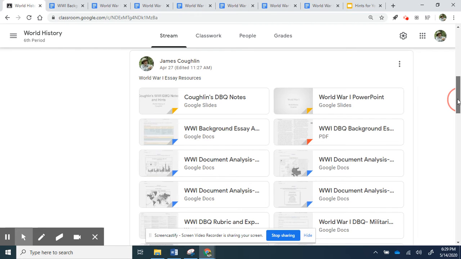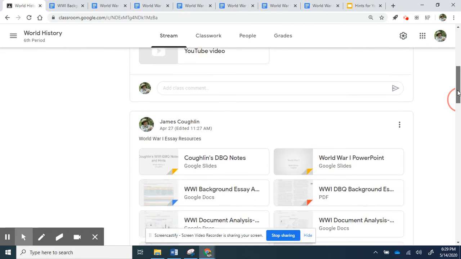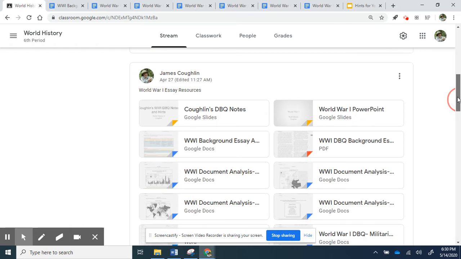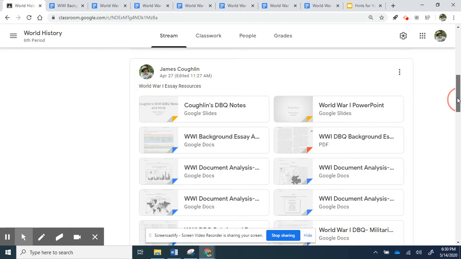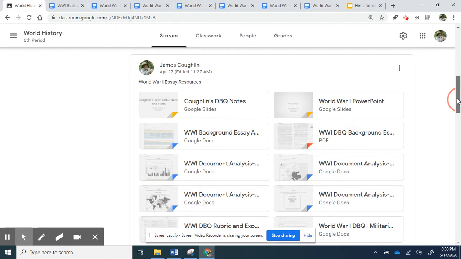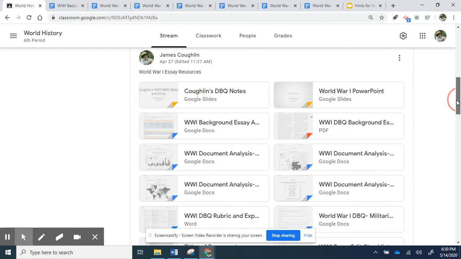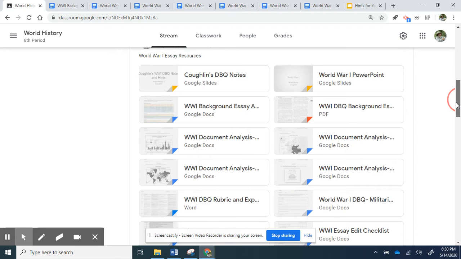I'm going to keep this near the top. It will never be at the very top, but I'll keep moving it up so it's near the top through the next week and a half here. So this is the World War One resources. It's got basically everything that can help you with it.